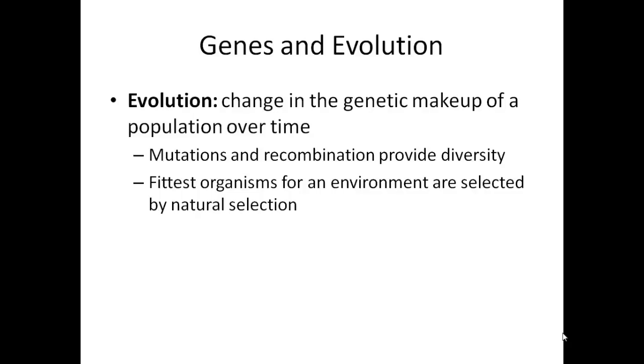Mutation and recombination provide the raw material for evolution. Evolution is defined as changes in the genetic makeup of a population over time. Organisms with the best characteristics are the ones that are most likely to survive.